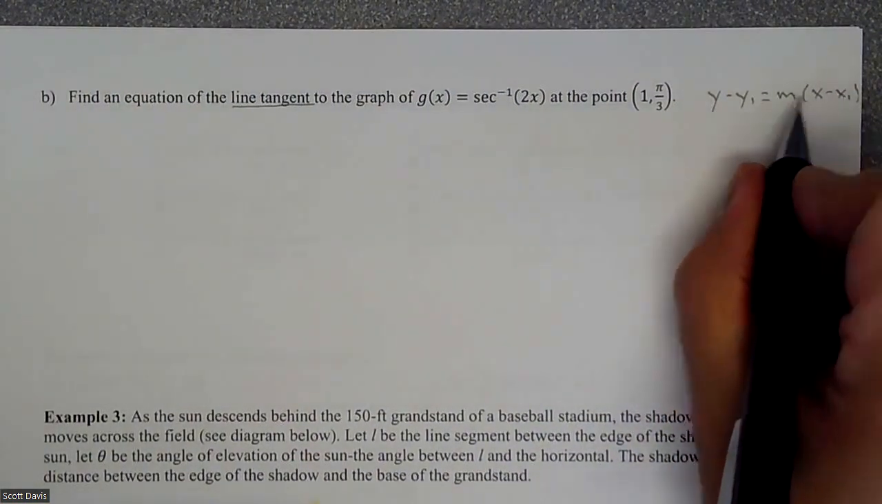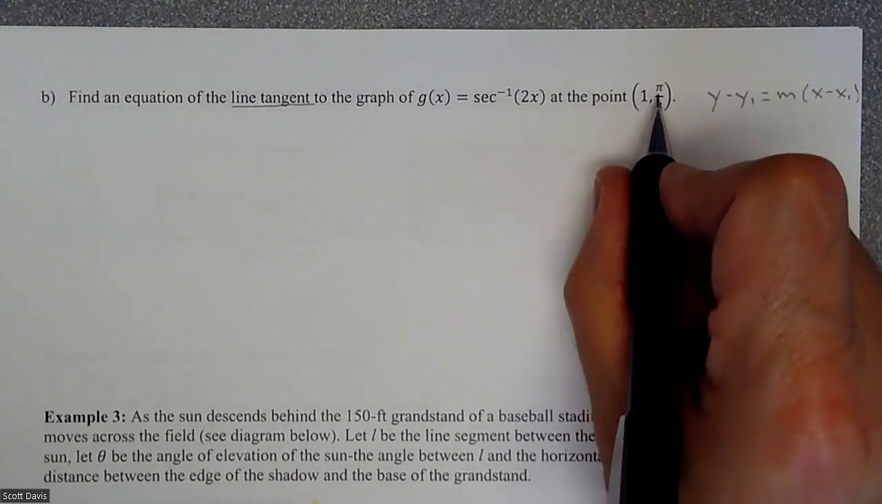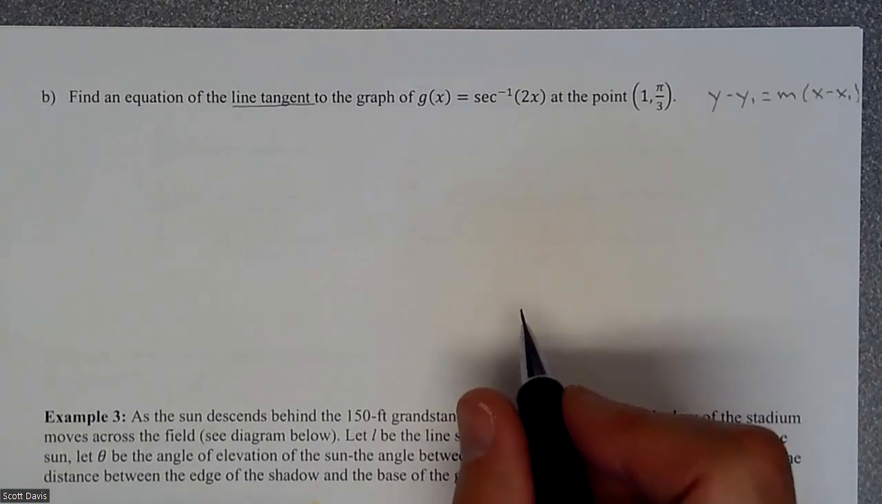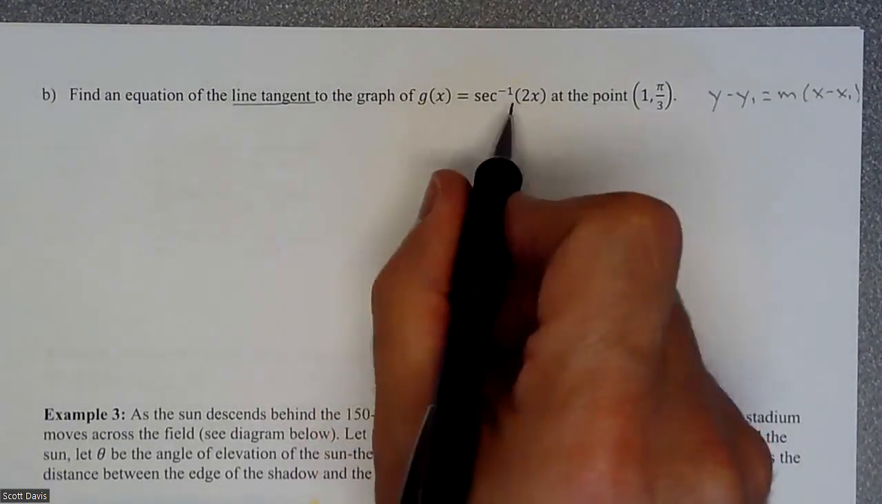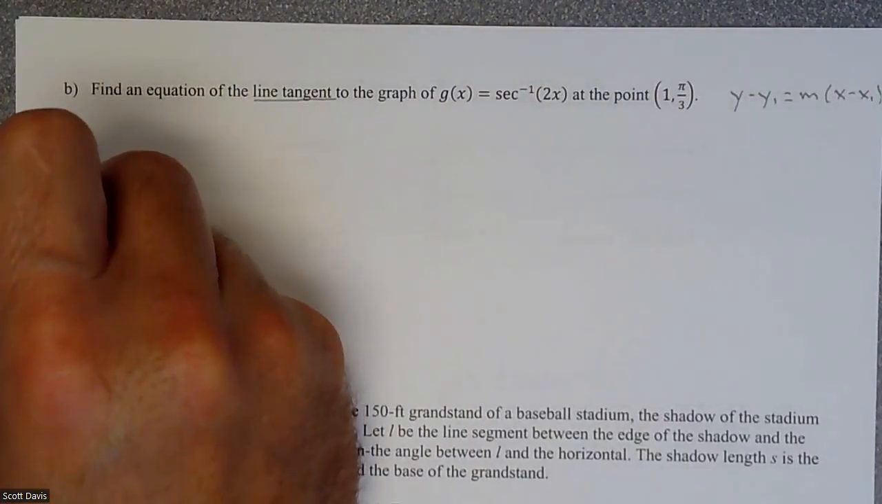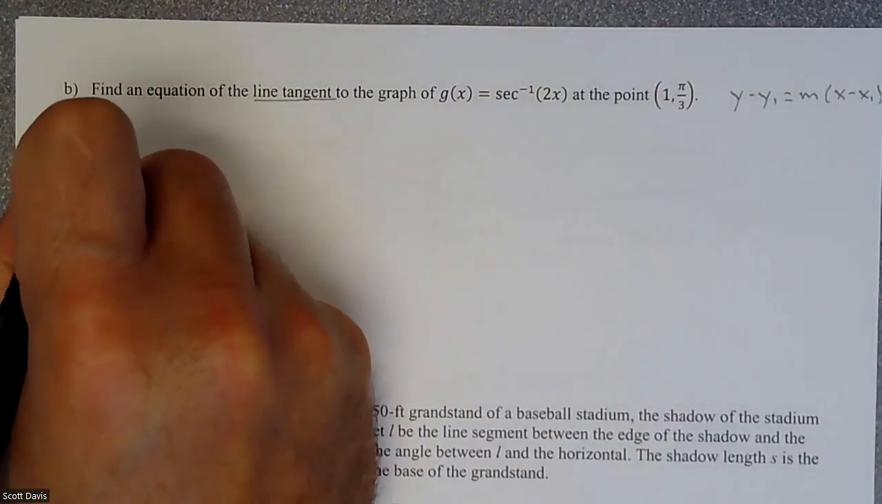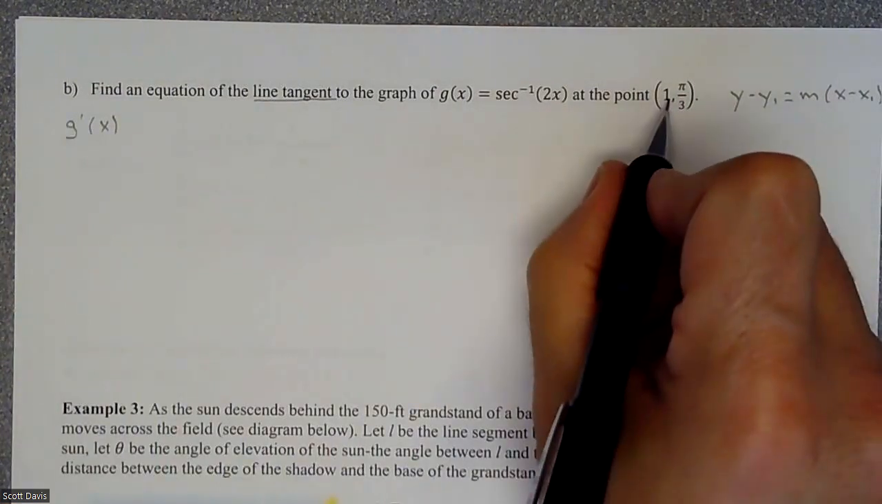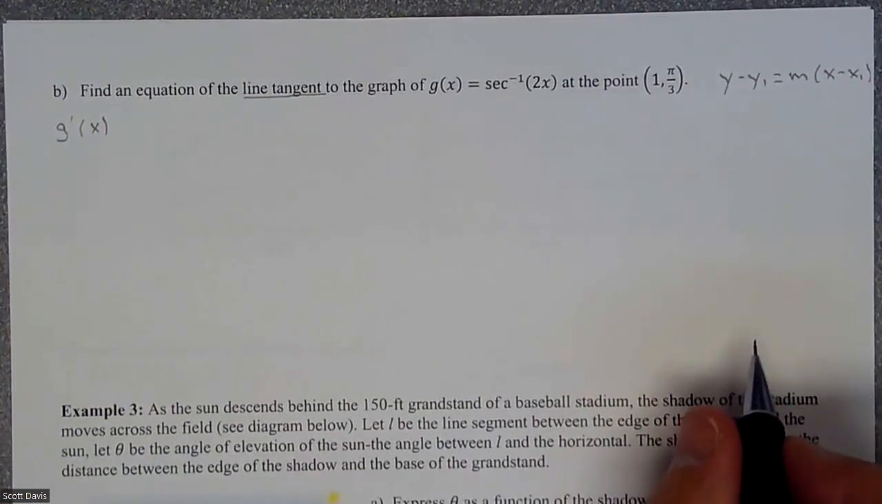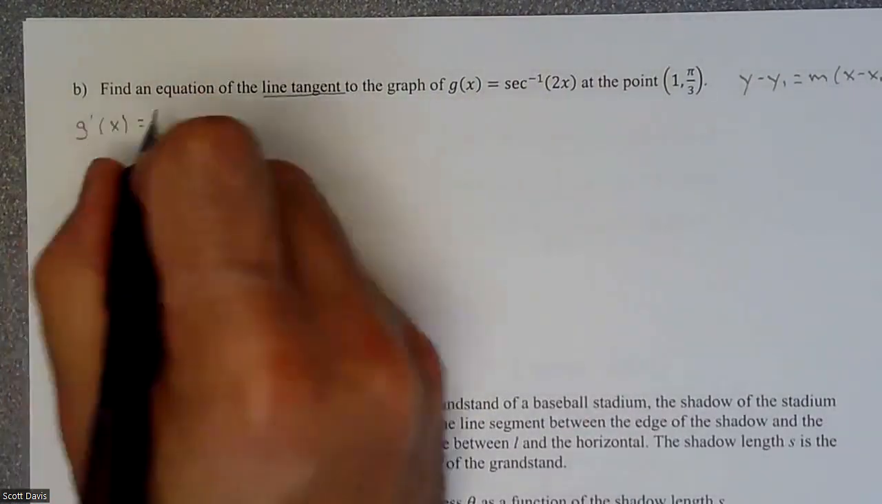So far, we have a coordinate. We have an x, we have a y. What we don't have is the slope. That's where the calc kicks in. So we need to find the slope equation, i.e. the derivative. So we're going to be taking the derivative of this, and we're going to plug in our x value to find our slope, and then we can finish it off by creating our equation.